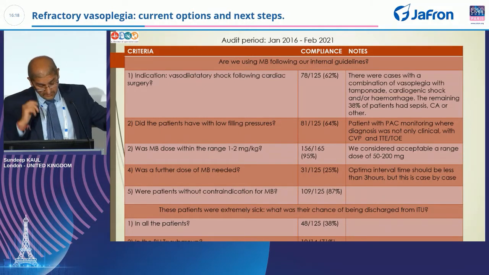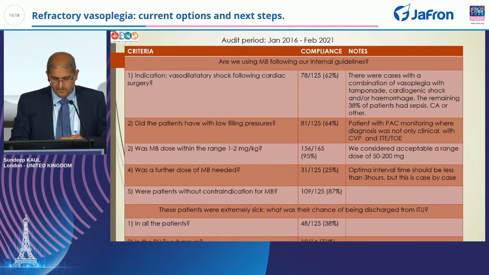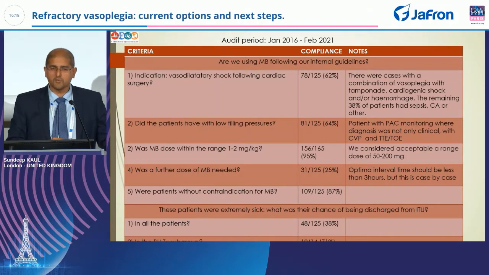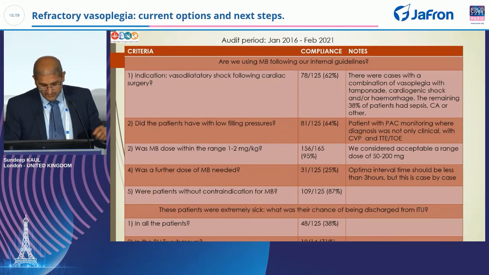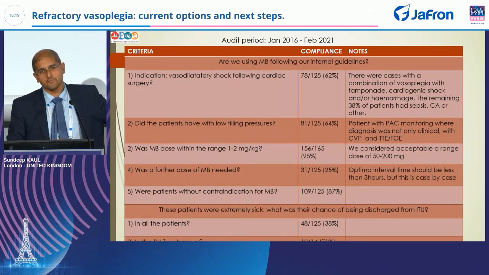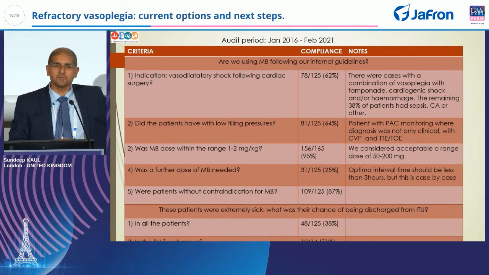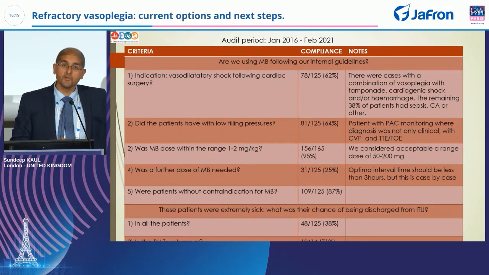We used methylene blue at 2 milligrams per kilogram in most people, and a quarter required a second dose. Yes, in 13% it was contraindicated, who cares? You know, we have to save the life. But interestingly, what was the survival of all comers? It was 38% in our five-year group. Of those people who got methylene blue, just over a third made it out of the unit.